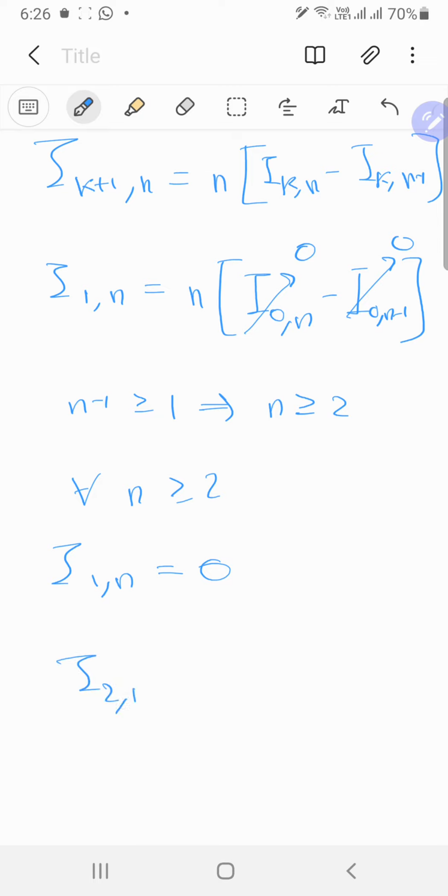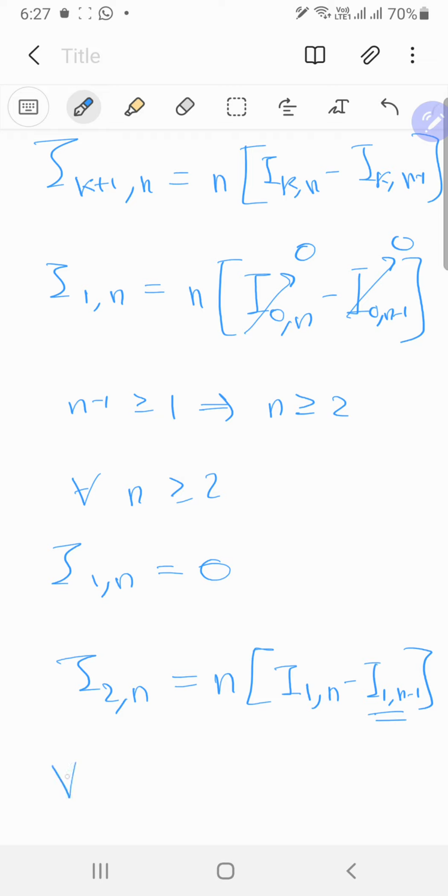Okay, so now what about I(2, n)? So I(2, n) should be n times I(1, n) minus I(1, n minus 1). So once again, for this thing to make sense, we should have n minus 1 being bigger than or equal to 2 this time, because I(1, 2) makes sense, but I(1, 1), we don't know what that thing is. So let's just deal with the things which we know for now.